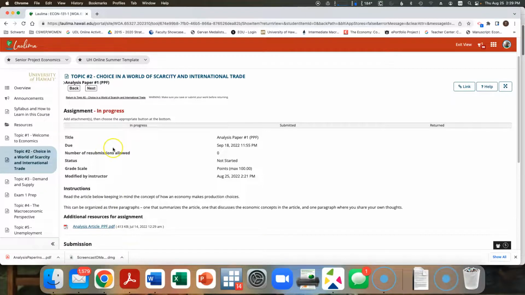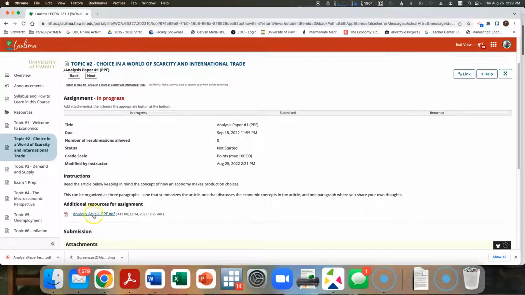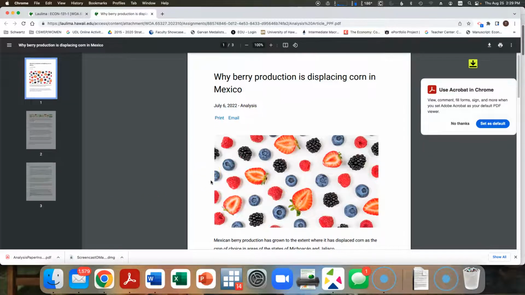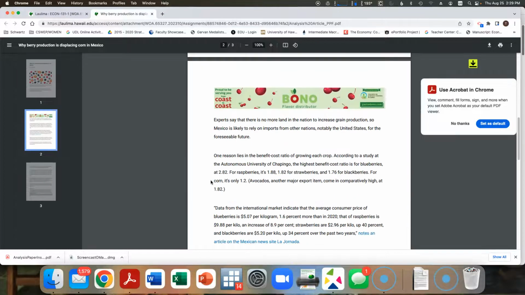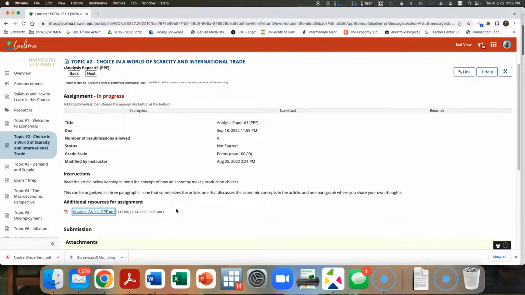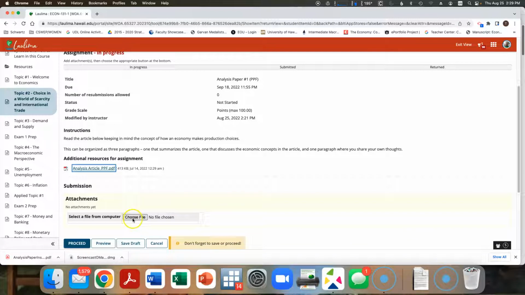So here's what you do. First thing you do is that for each of the analysis papers, you start by reading the article. You're basically writing a reaction to the article. So I'm going to read about why in Mexico more berries are being grown than corn. Okay, I read this rather short article. Done. Now I write the paper, in Word or Google Docs or something, because I submit it as a file here within Laulima.